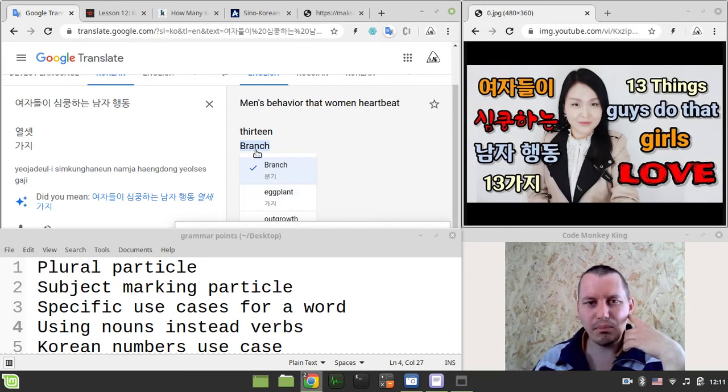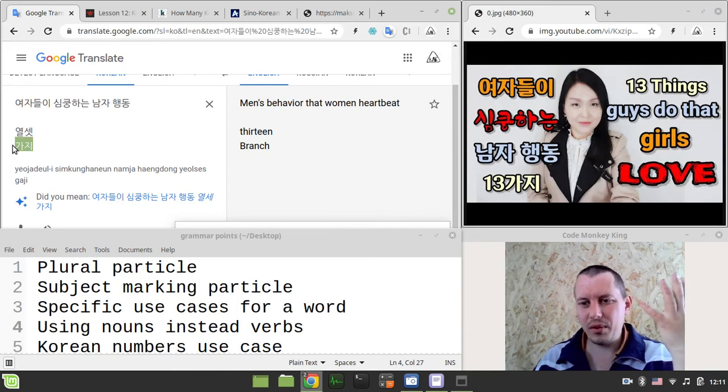So bungi is branch. So gaji is not a branch, but for some reason Google does this sort of thing, which is absolutely misleading, annoying, and confusing. And actually, gaji is eggplant. What the heck is this, right? So you're really getting confused.